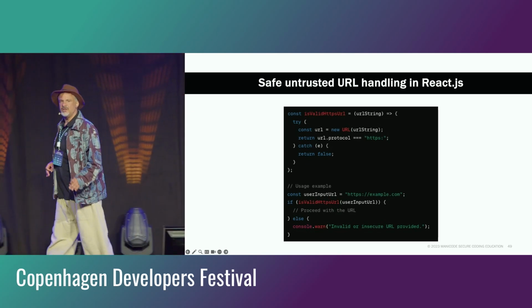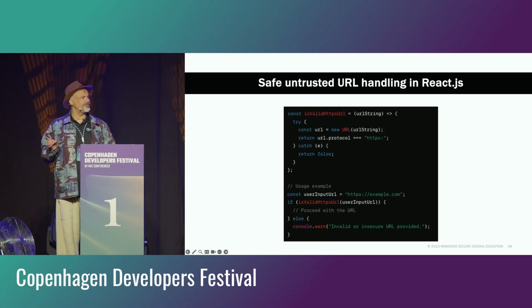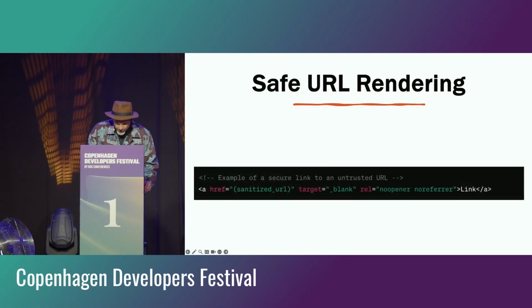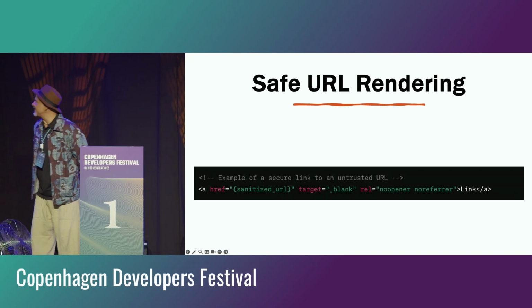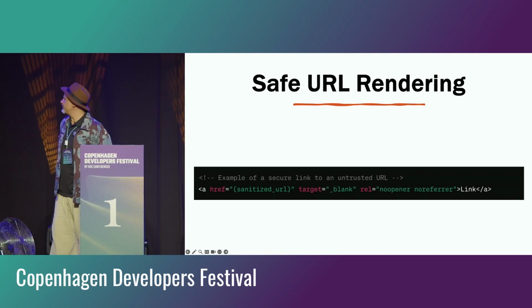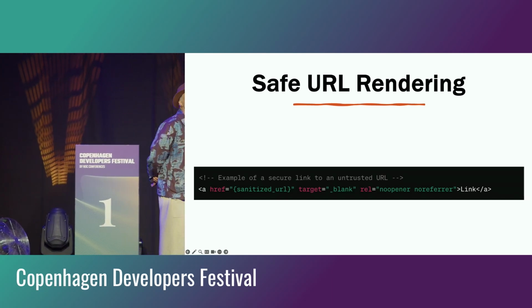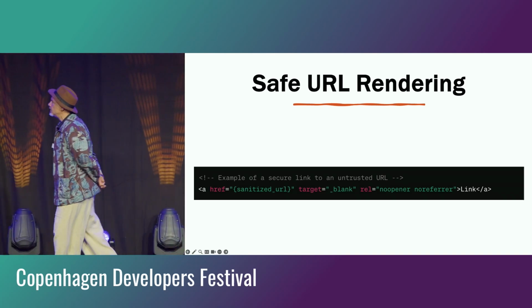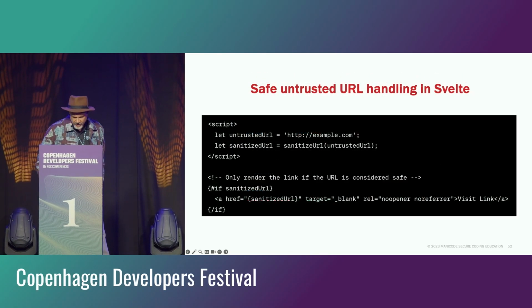And I do this in React before I render it. So even if an API developer makes a mistake and gives me invalid data, that untrusted URL will only render if it's safe. I make a little component that puts the sanitized URL in the href, target is _blank, and I say noopener and noreferrer. It's a bit redundant, but this is a safe way to render an untrusted URL from a user in an anchor tag. What else do we have here? There's the same function for Svelte.